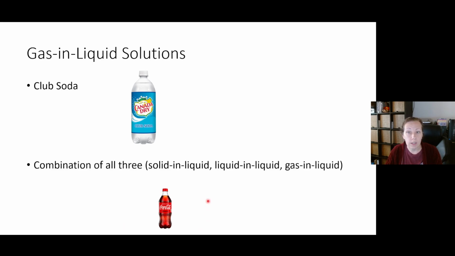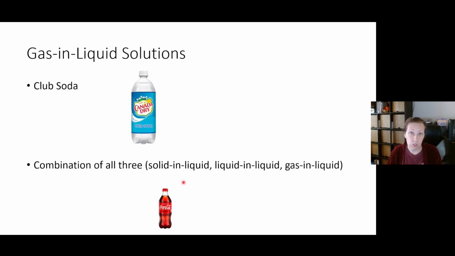Now, soda like Coke is actually a combination. It is a gas and liquid solution, but it is also a solid and liquid solution. It is also a liquid and liquid solution. So in Coca-Cola, an example of the solids, there's many, would be sugar, right? So the sugar went in as a solid and is stirred in, and that becomes part of the solution. Liquid, well, there's high fructose corn syrup, right? And that is a liquid.